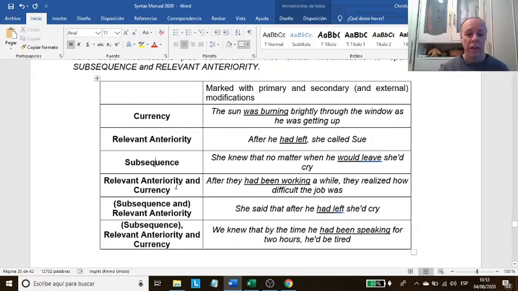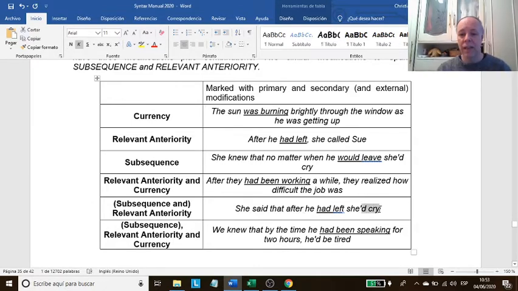Very good. Then we have the three combos, the three combinations. Here we have relevant anteriority and currency. After they had been working, had been working. "Had" is relevant anteriority, "working" is currency. Then we have subsequence and relevant anteriority. He had left. She said that after he'd left, she would cry.